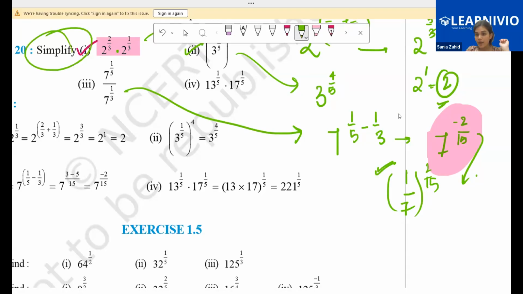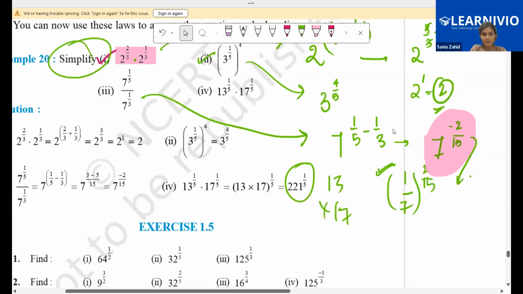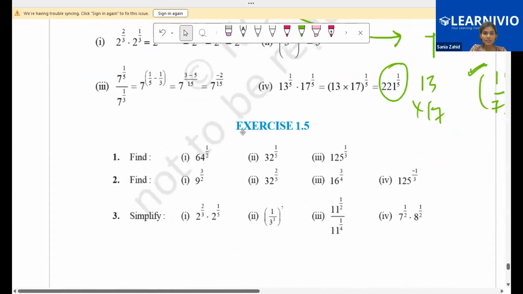Now next is 13 to the power 1 by 5 into 17 to the power 1 by 5. So children, you see here you have same powers and different bases. So what do we do whenever we have same powers and different bases? We multiply the bases together. So you will do 13 multiplied with 17. You'll get 221. Children, do you understand this much? Yes, ma'am. Okay, good.